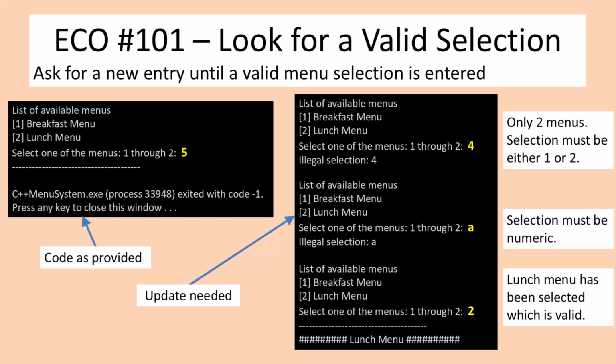Code needs to be updated to verify the user inputs a valid number for the menu selection. For example, the only valid inputs are a 1 or a 2 if there are two menus in menu.txt. Instead of ending or crashing the program, code needs to be written to display a message that the input is illegal and then loop until a valid number is provided.